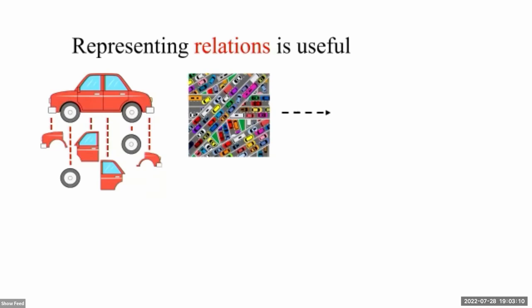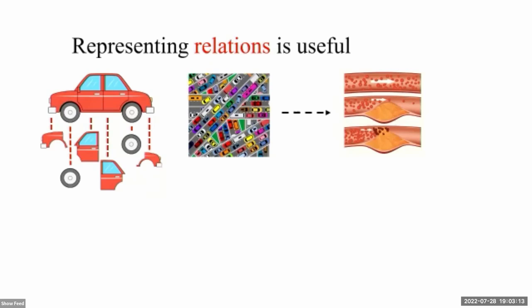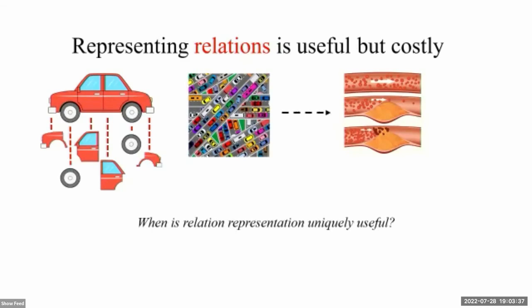And as people who study analogy will grasp, understanding the relation between lane closures and traffic might provide generalizable knowledge that can be applied to very different domains, like understanding how plaque buildup is related to blood clots. That all being said, relation representation is also cognitively costly. It requires dynamically binding constituent entities to intact relational structures, which motivates the question that is centered in my talk. When is relation representation uniquely useful? Or conversely, when is it non-redundant?